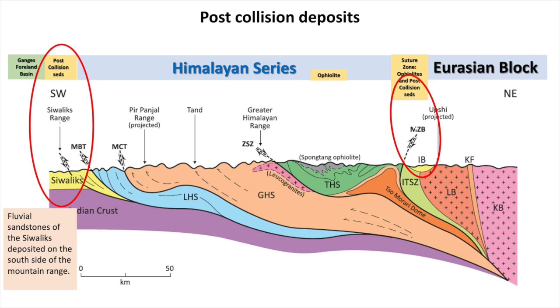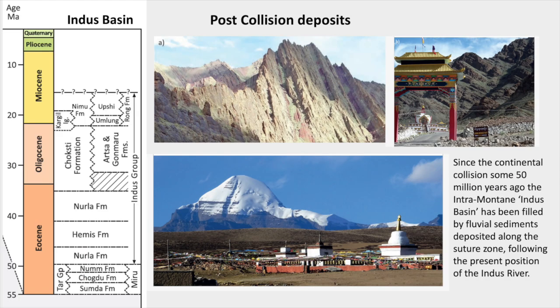We can't talk about post-orogenic deposits because it's still an active orogenic zone. And here's an example. These are the Indus Basin sandstones, nearly vertical, tipped up. Here are Indus Basin sandstones in Mount Kailash, nearly horizontal. And here, a whole series of names for these Indus Basin rocks.